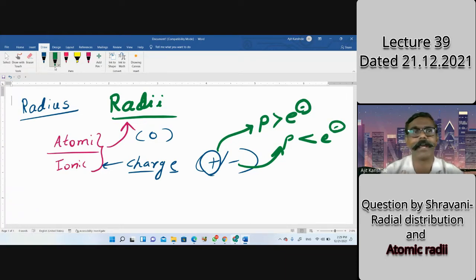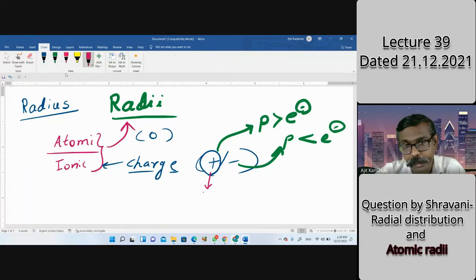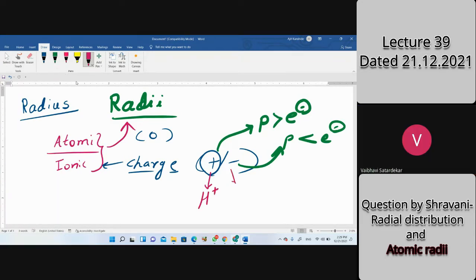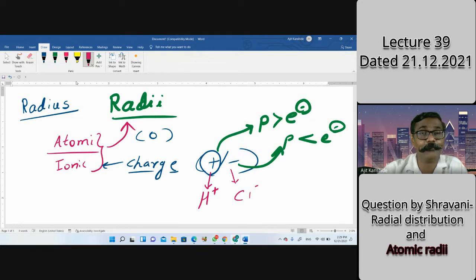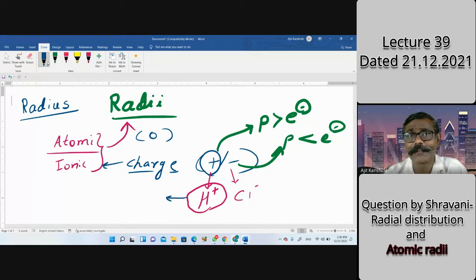Now I need your help. Give me an example of a positive ion. Hydrogen plus 1, H plus. Okay. Any one negative ion. Cl minus. Right. Again, help me. In H plus, how many electrons are there? Loudly, whoever answered. The answer is correct. In H plus, 0 electrons are there.